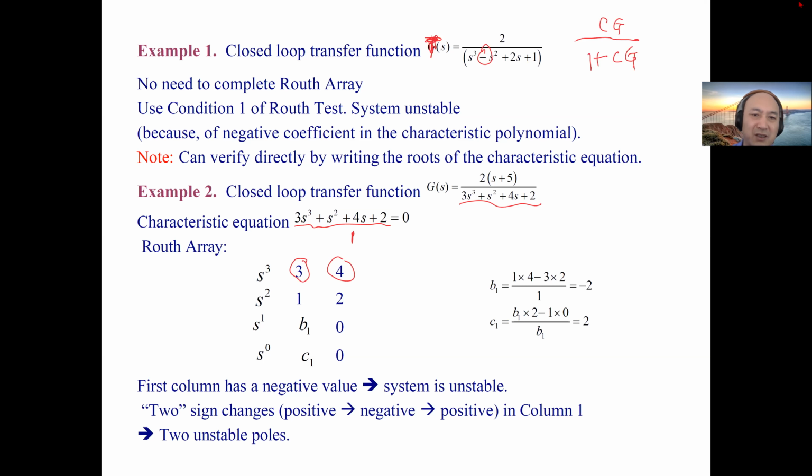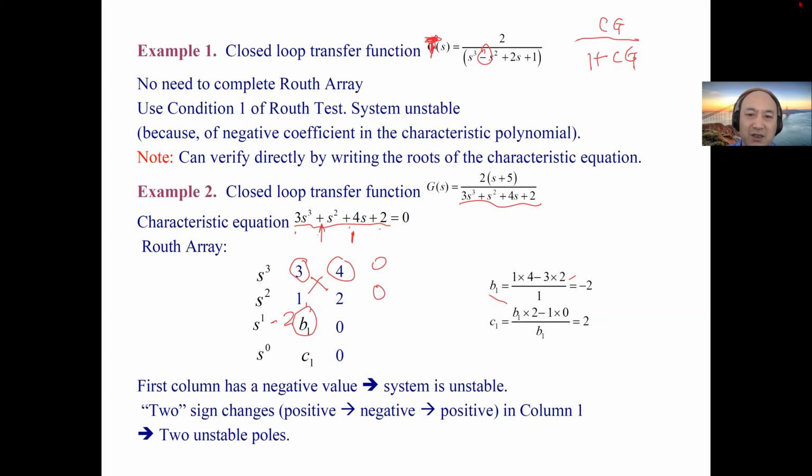So s squared then is the first one. a_n minus 1, and that's 1. Then a_n minus 3 is this one. So a_n minus 1, a_n minus 2, a_n minus 3. Based on that, we are going to check what this is. And all others are just 0. You just put 0 in here. So what I get is 1 times 4, minus 3 times 2, divided by 1. 1 is this guy. You get minus 2 here. So this guy is minus 2.